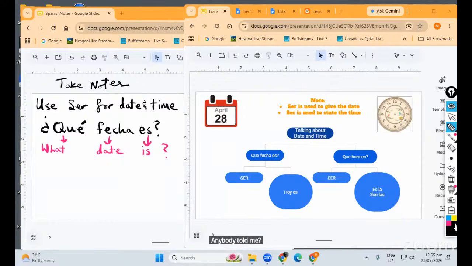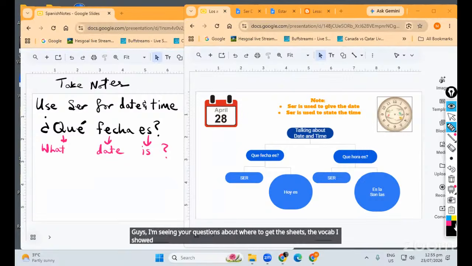Guys, I'm seeing questions about where to get the sheets, the vocab I showed you, and about tomorrow's class. I will address that in the last 5 minutes. Since I've already said it a few times, I will say it again. Then let us complete our work.